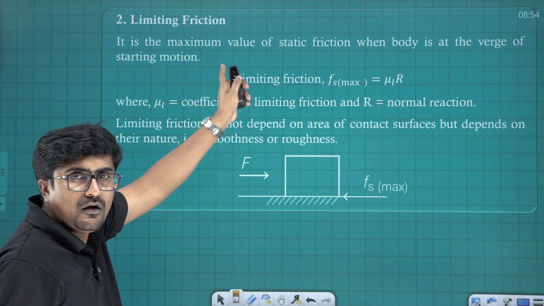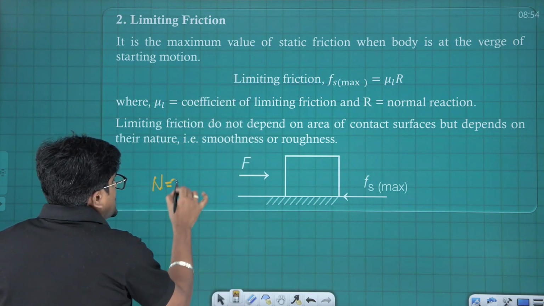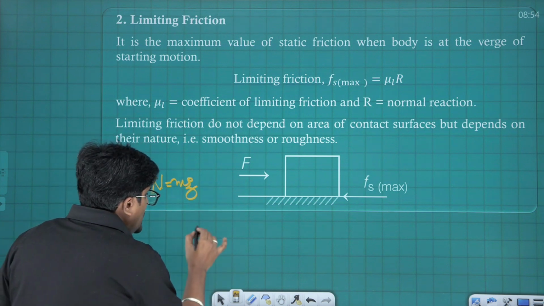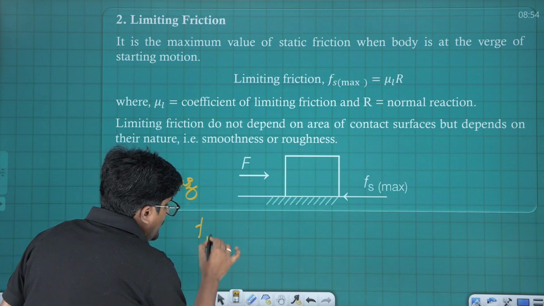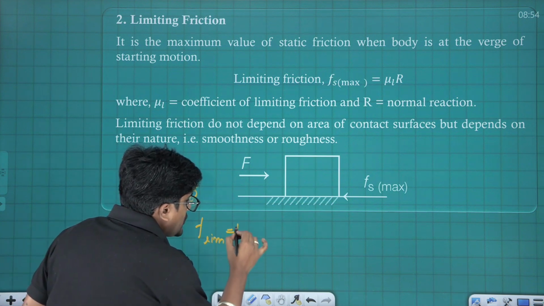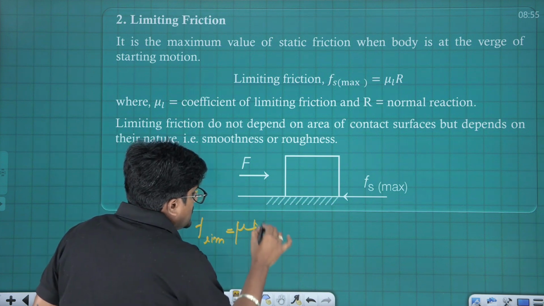Limiting friction. So the limiting friction is the normal reaction N, which is equal to m into g, for a horizontal surface. The limiting friction, that we call the maximum of static friction, is always equal to the coefficient of friction between two surfaces multiplied by the normal reaction.